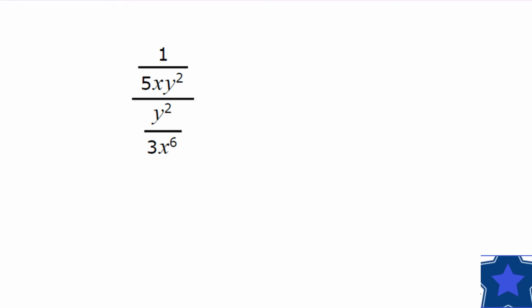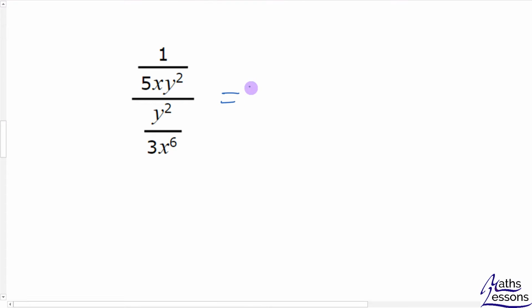We've got to do the same again. So take the first fraction, 1 over 5xy squared, times the second one turned upside down, so we've got 3x to the 6 over y squared. And we've just got one thing we can cancel down.